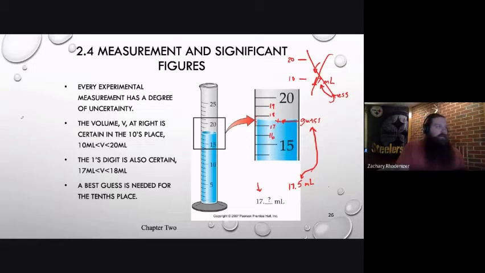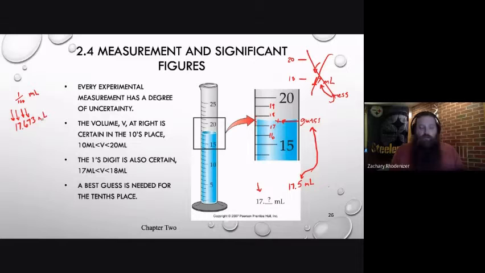But on the other hand, if you're reading something that says we had 17.673 milliliters, well, now your tens places are marked, your ones are marked, and your tenths and hundredths are marked. That means this graduated cylinder is accurate to 1/100th of a milliliter.